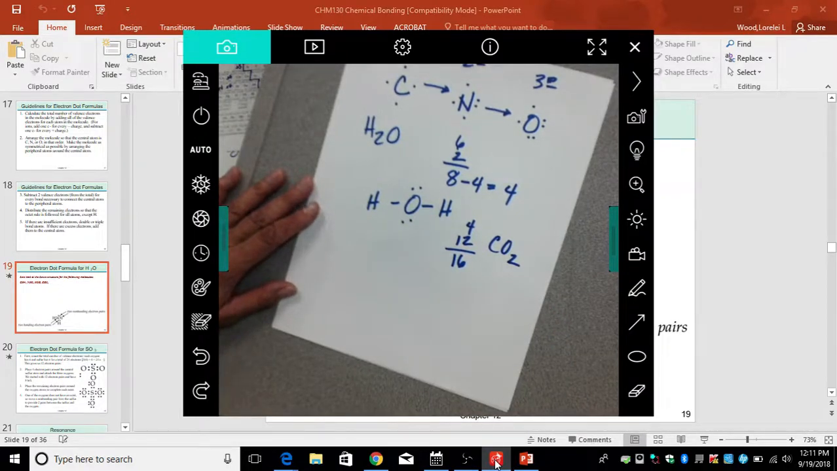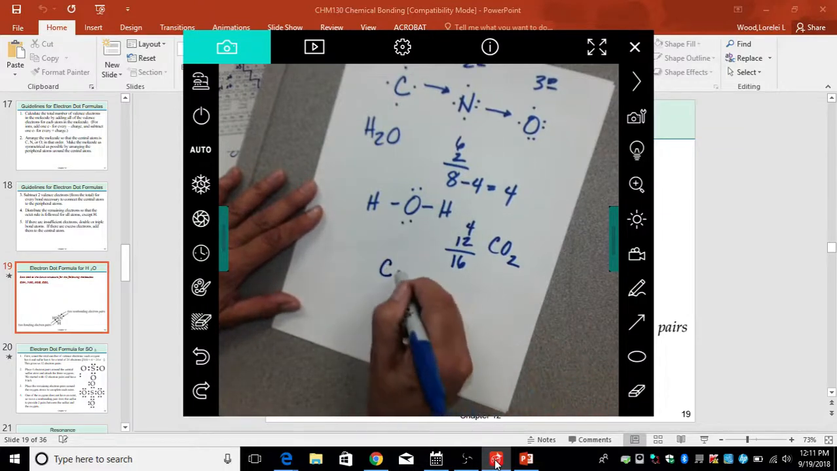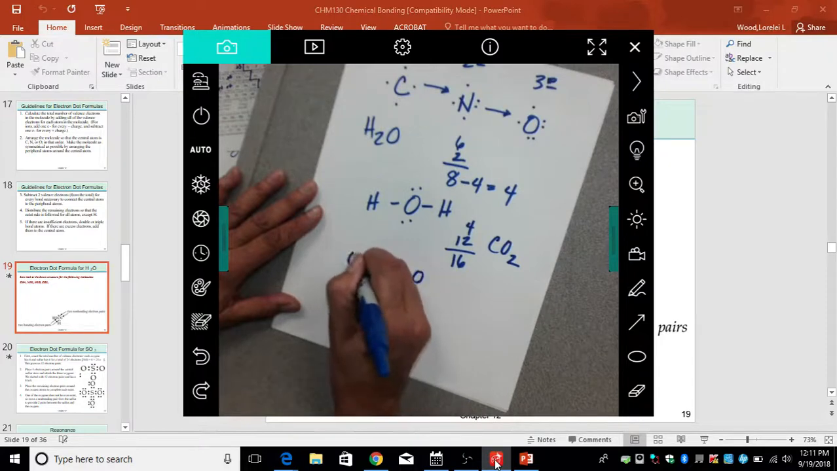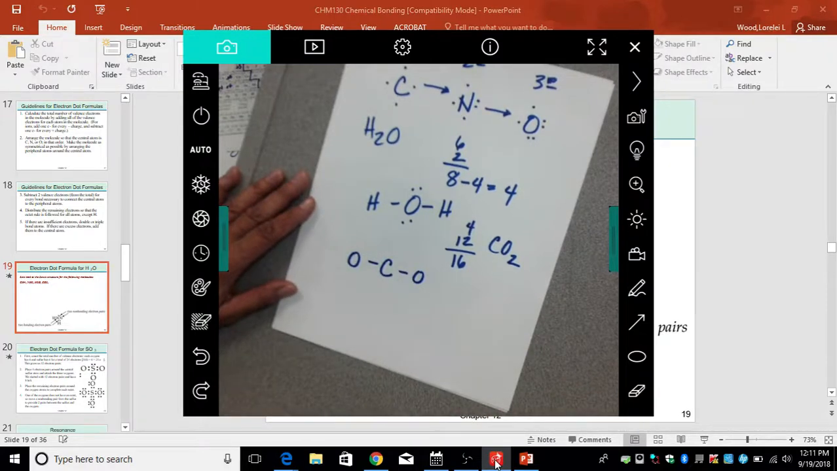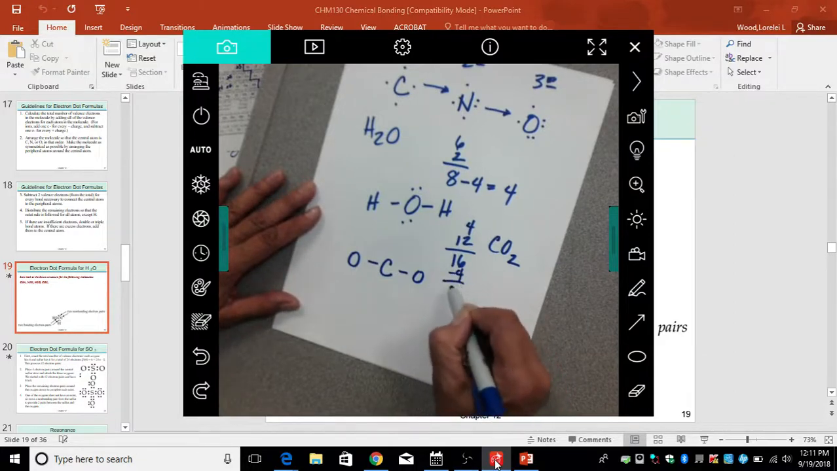Who's most likely to be the central atom? Carbon. So I'm going to put carbon in the middle. I'm going to put oxygen on one side because nature loves symmetry, right? So I want to put 1 oxygen on each side. How many do I subtract now from my 16 for the bonds I made? 4. So that means I got 12 left.